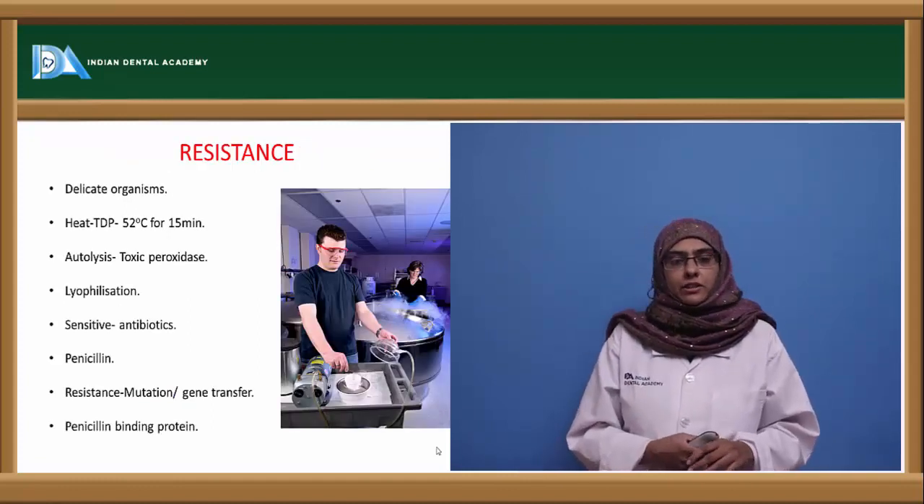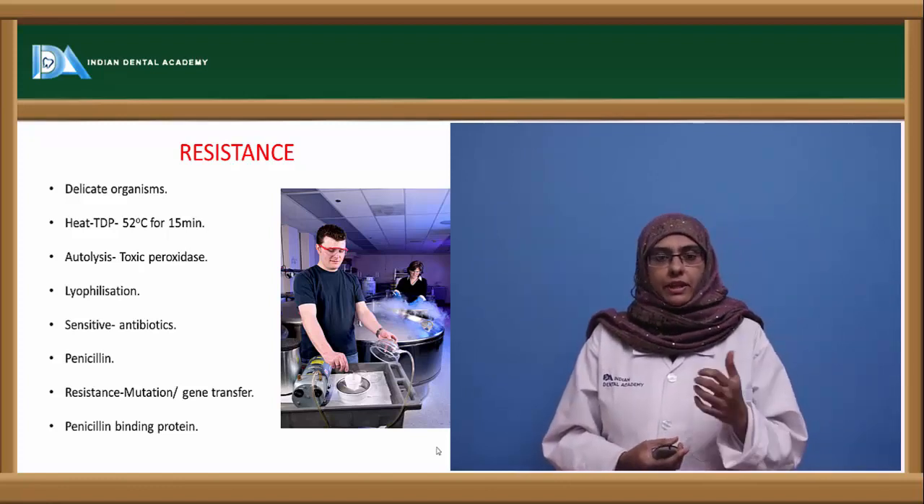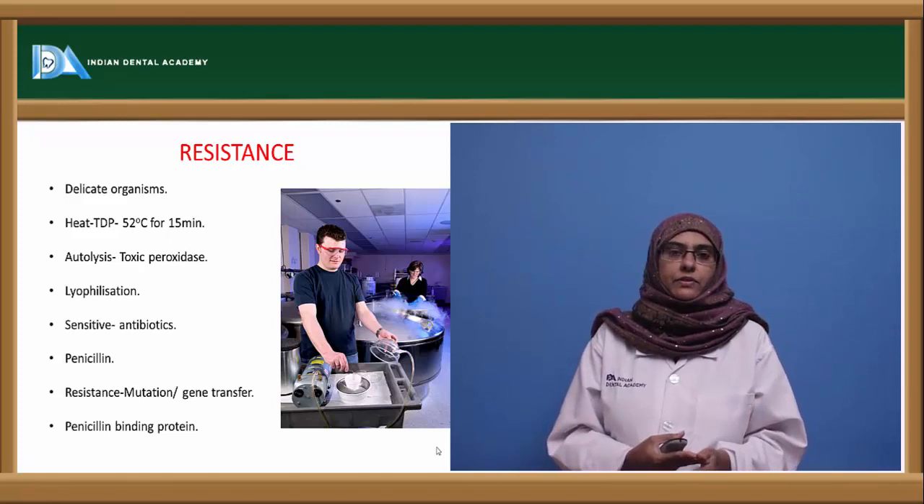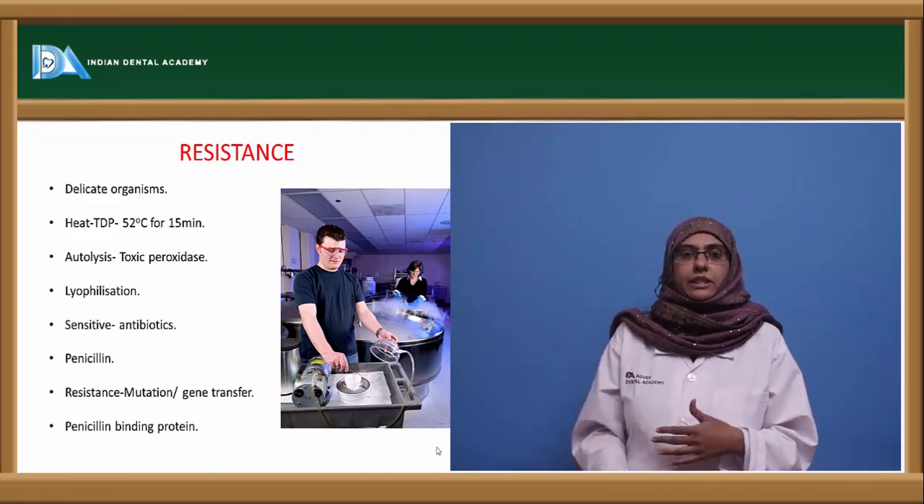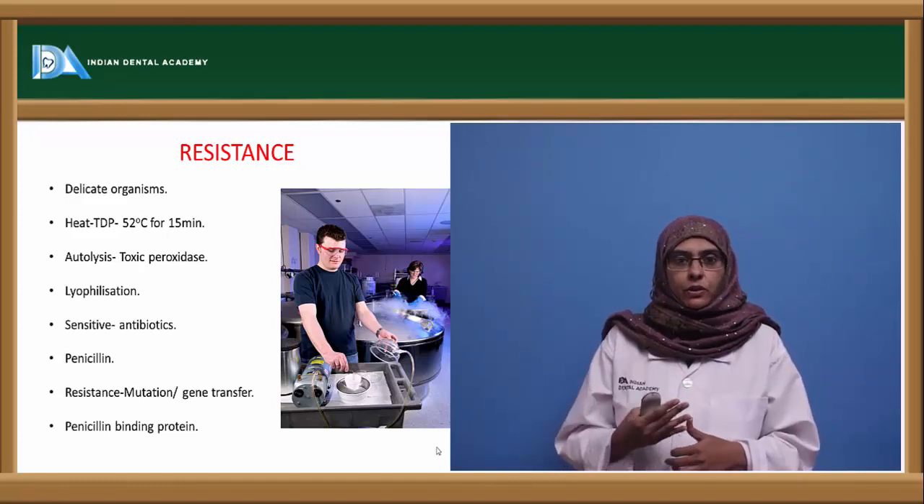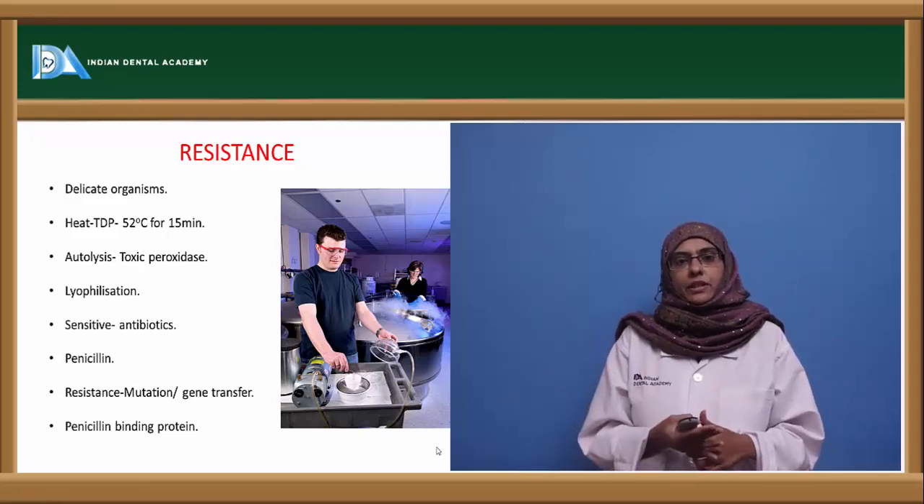Now, coming to the resistance of the organism, as we know, resistance is very important for us to go about with the treatment of that particular organism. We should know whether the organism is sensitive or resistant towards different types of antibiotics. So, once we know the characteristic feature, we can go ahead with the treatment with that particular type of chemotherapy.